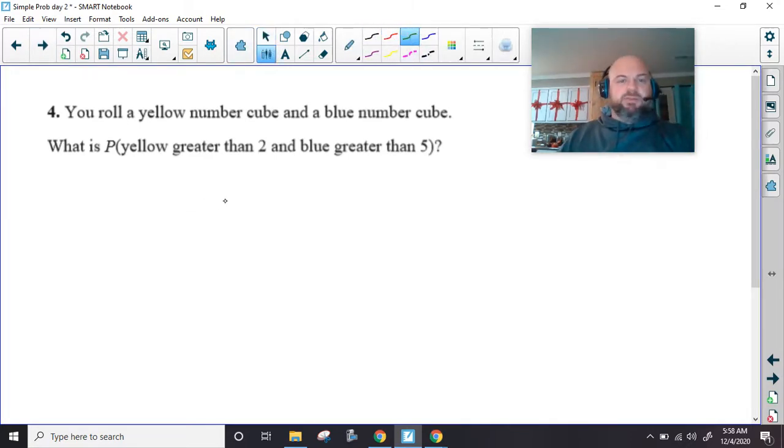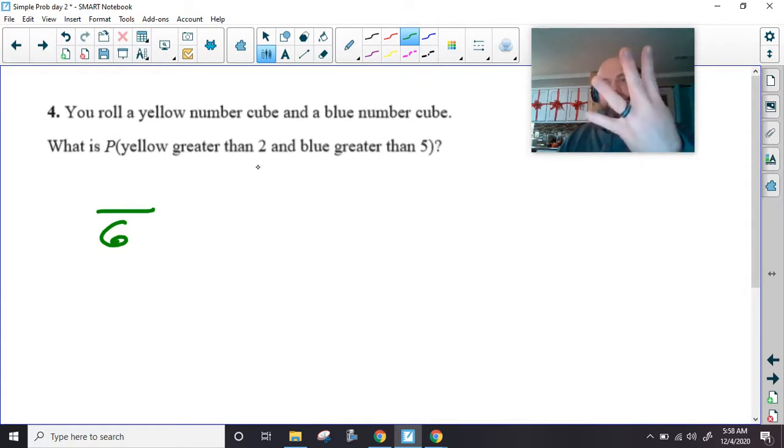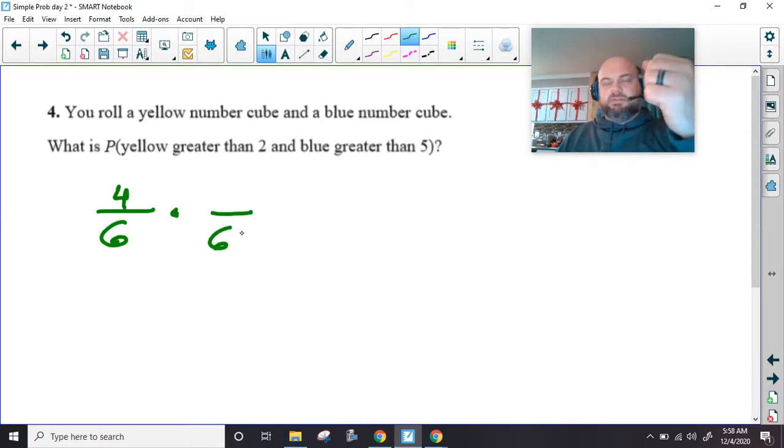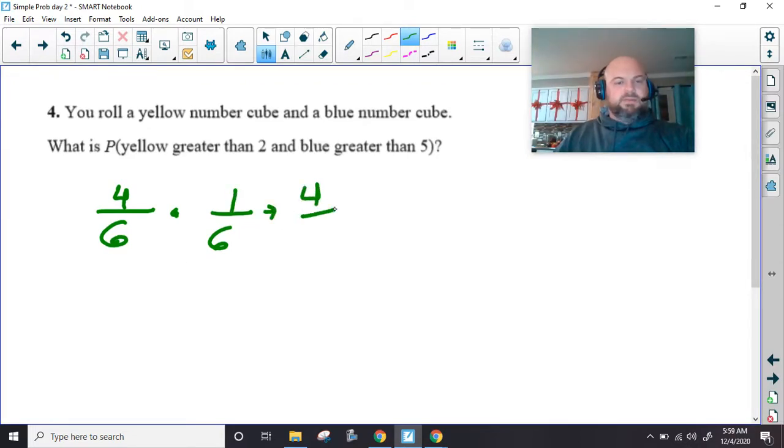You roll a yellow number cube and a blue number cube. The yellow one is out of 6. Numbers greater than 2, well, that's 3, 4, 5, 6, so that's 4 of 6. And a blue greater than 5, well, that's just 6, so 1 of 6. So this is 4 out of 36, which is 1/9.